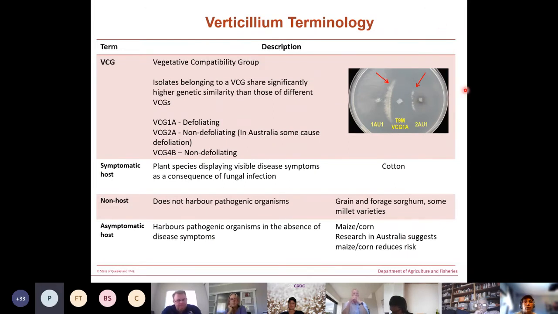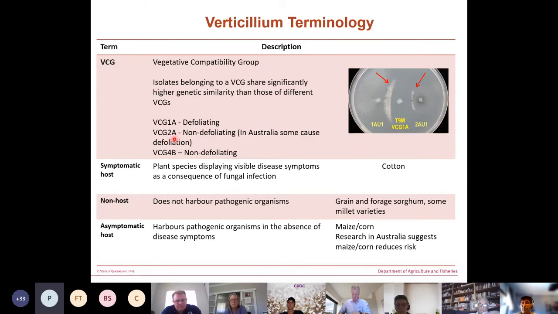VCG stands for Vegetative Compatibility Group. You may be familiar with it when we talk about Fusarium VCGs, but this also can be done with Verticillium. Basically, it's just a way of grouping genetically similar isolates to separate them out. So we have VCG1A, which is the defoliating.